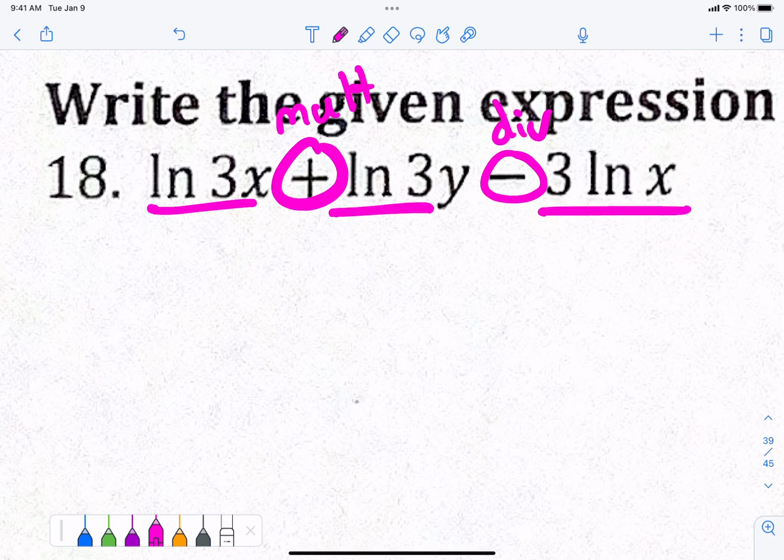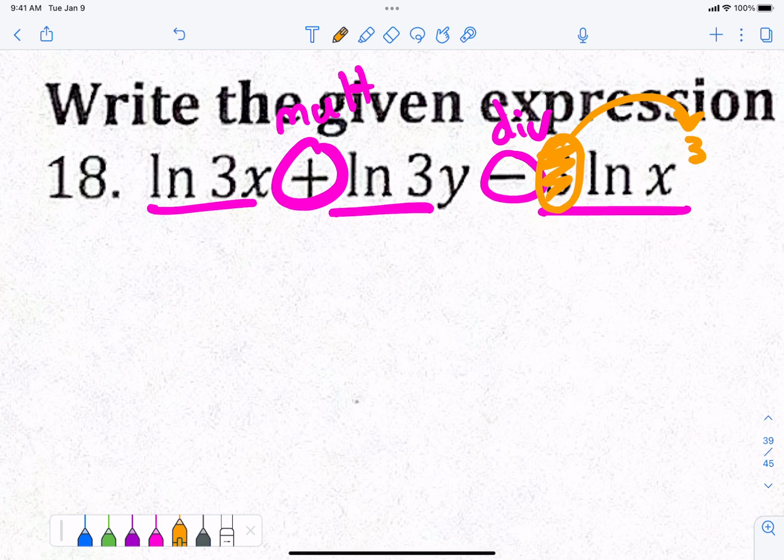But before I add and multiply and divide, there's one number that needs moved. The last 3, right? Where does it go? To the back. We never want to have numbers in front of our logs because we can put them to the back. So that 3 is no longer there.